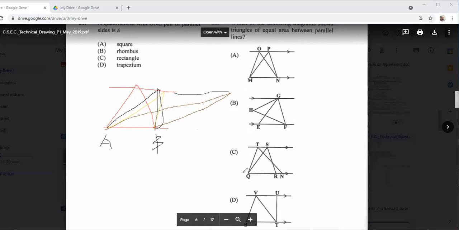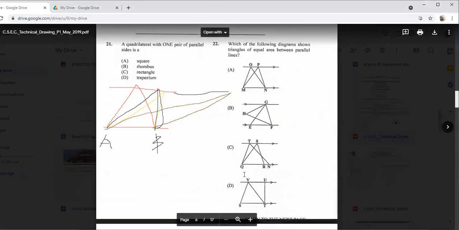So which one of these is correct? Which of the following diagrams shows the triangles of equal area between parallel lines? Has to be A, right? Yes, sir.